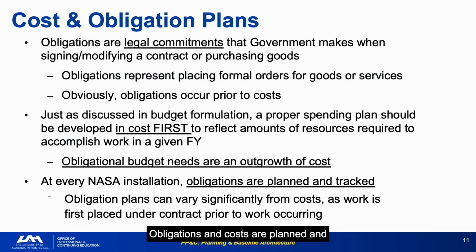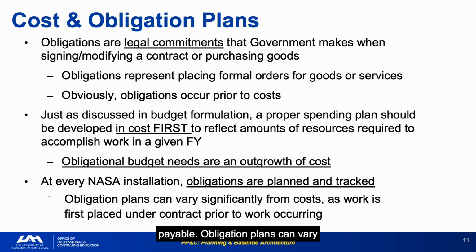Obligations and costs are planned and tracked separately. Obligations, legal commitments to pay, must precede costs, work performed, and the plan should develop cost requirements first, with obligations as a derived outgrowth. Develop cost requirements first, then derive obligation needs. The cost requirement is what the work actually requires. The obligation plan is the legal mechanism that makes that work payable.